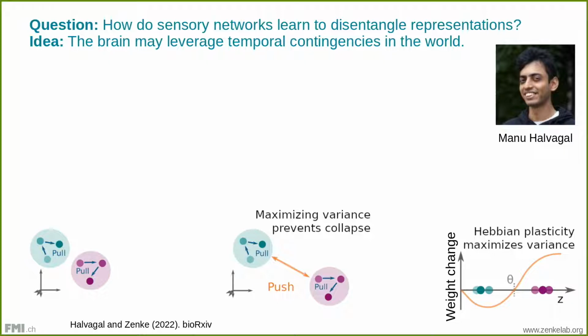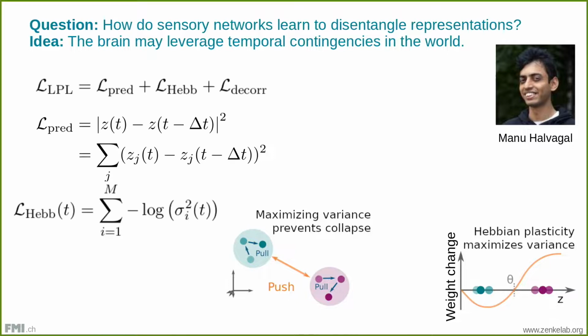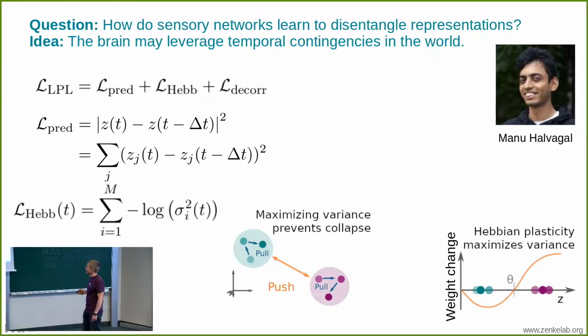And together with my student Manu, we realized, okay, so Hebbian plasticity does maximize variance, so maybe it can provide this push term. And then 5 minutes to go, and then no questions, and then we're perfectly on time. So this is cutting it incredibly short.